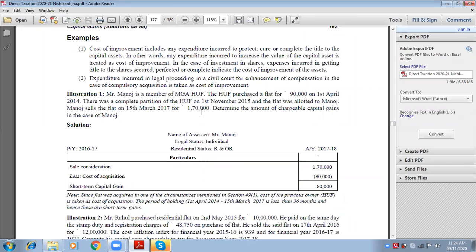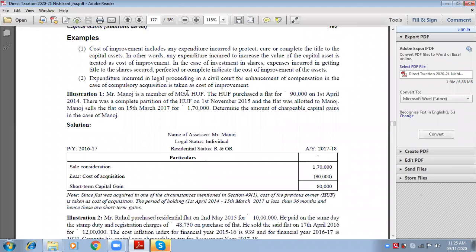From the full value of consideration, three different expenses are to be deducted. Write down less transfer expenses. Is it there in the question? Stamp duty, registration, transfer expenses. Is it given? No. So inner column nil. Show it as nil in the inner column.